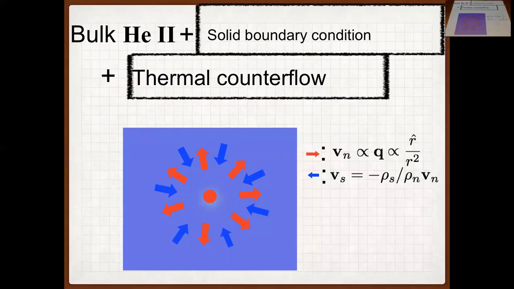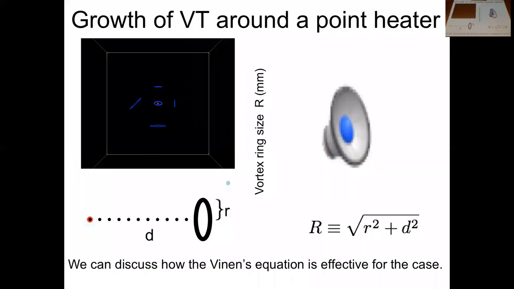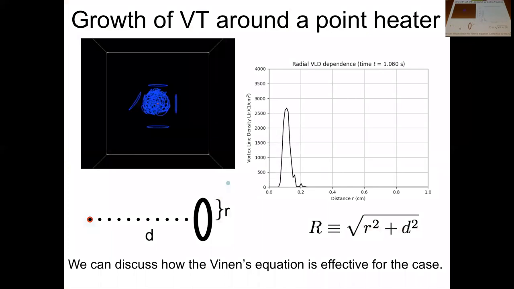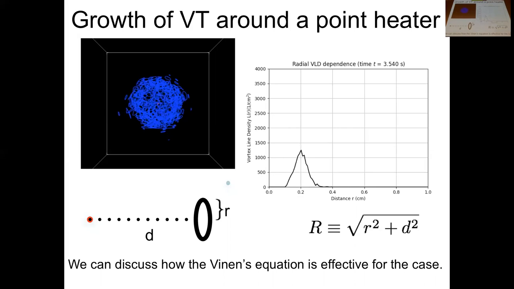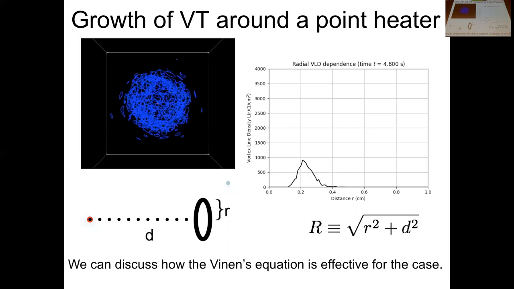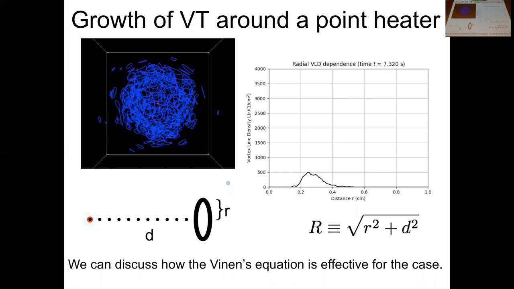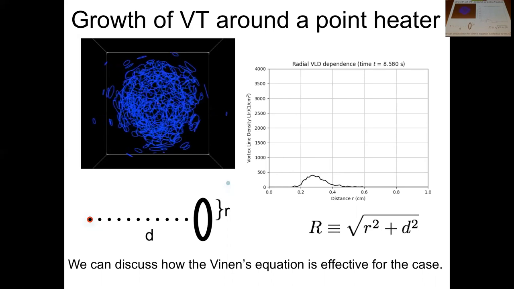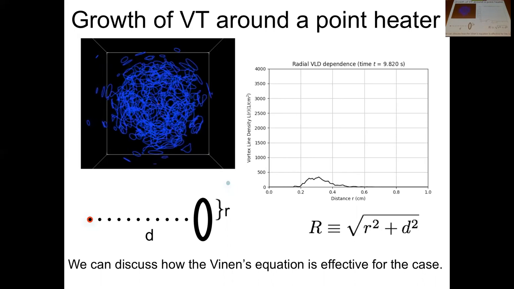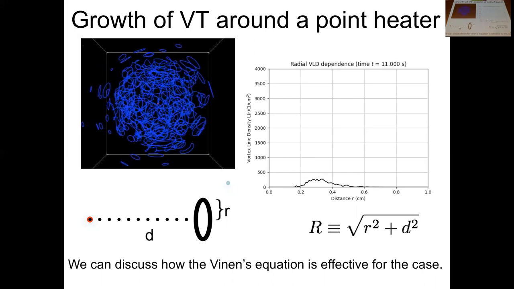So this is our system, a bulk heating tube and spherically symmetric thermal counterflow. Then we calculate the growth of a vortex tangle, and it's very interesting. This is the time development of the vortex length density, and this is the distance from the center. As the vortex tangle develops, the vortex length density develops outwards. So this is just preliminary.